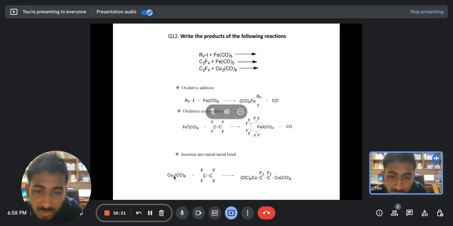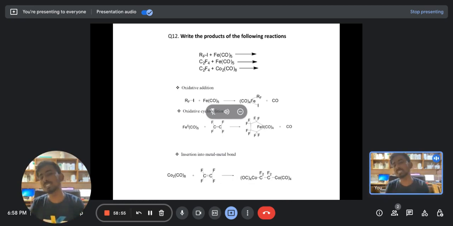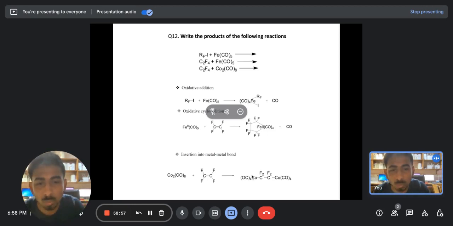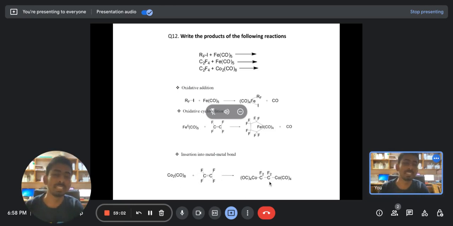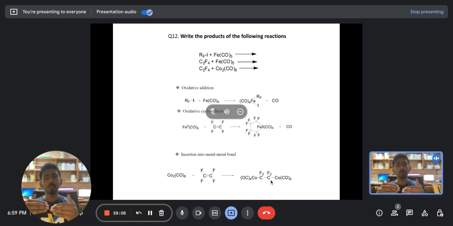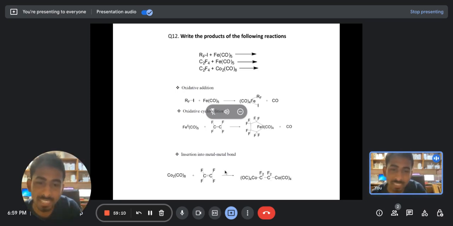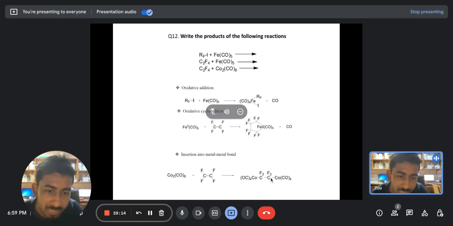This is actually getting the C2F4. We will not say this metal will get inserted into the CF2, but this C2F4 molecule is getting inserted into the metal-metal bond. The metal-metal bond had a single bond character before reacting with the C2F4, but in case of C2F4, the C2F4 moiety gets inserted into the single bond.